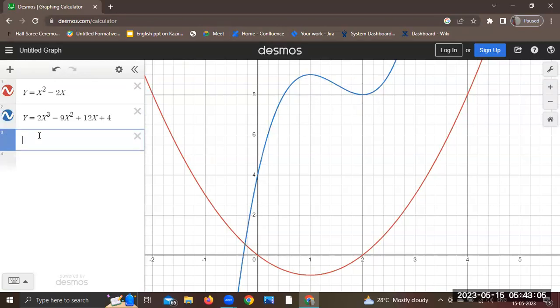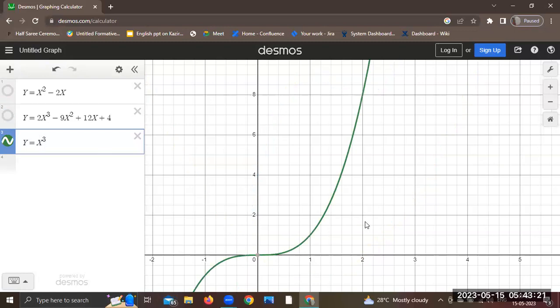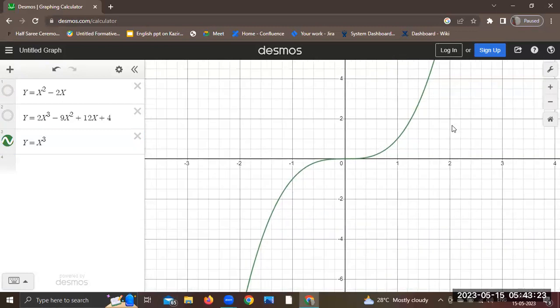So now let us do one thing. y is equal to x cube. Let us take x cube. Now let us hide these two. Let us take the green one alone. Observe, the left hand side looks like a maxima. The right hand side looks like a minimum, right or wrong?